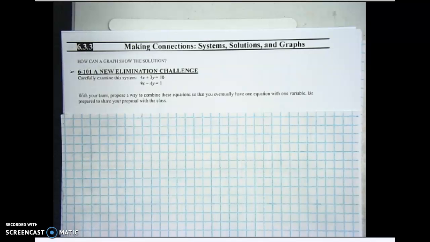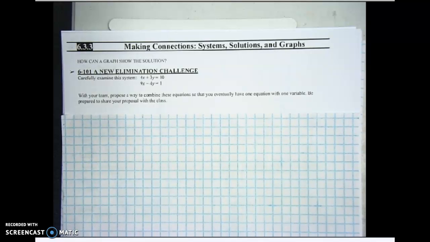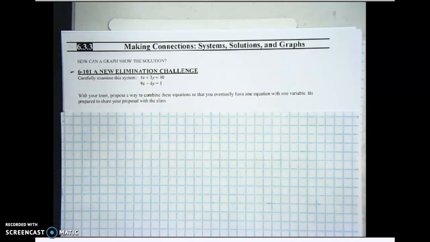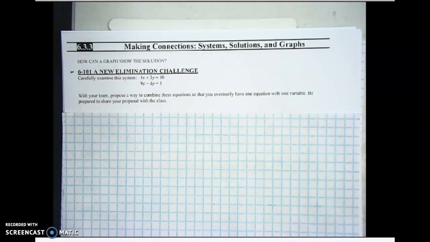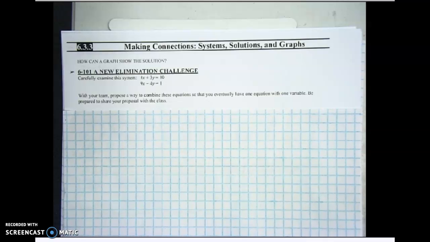Carefully examine this system. 4x plus 3y equals 10, 9x minus 4y equals 1. With your team, propose a way to combine these equations so that you eventually have one equation with one variable. Be prepared to share your answer with the class. All right, so if we have these two equations, does anybody see a way we could use elimination to combine these?